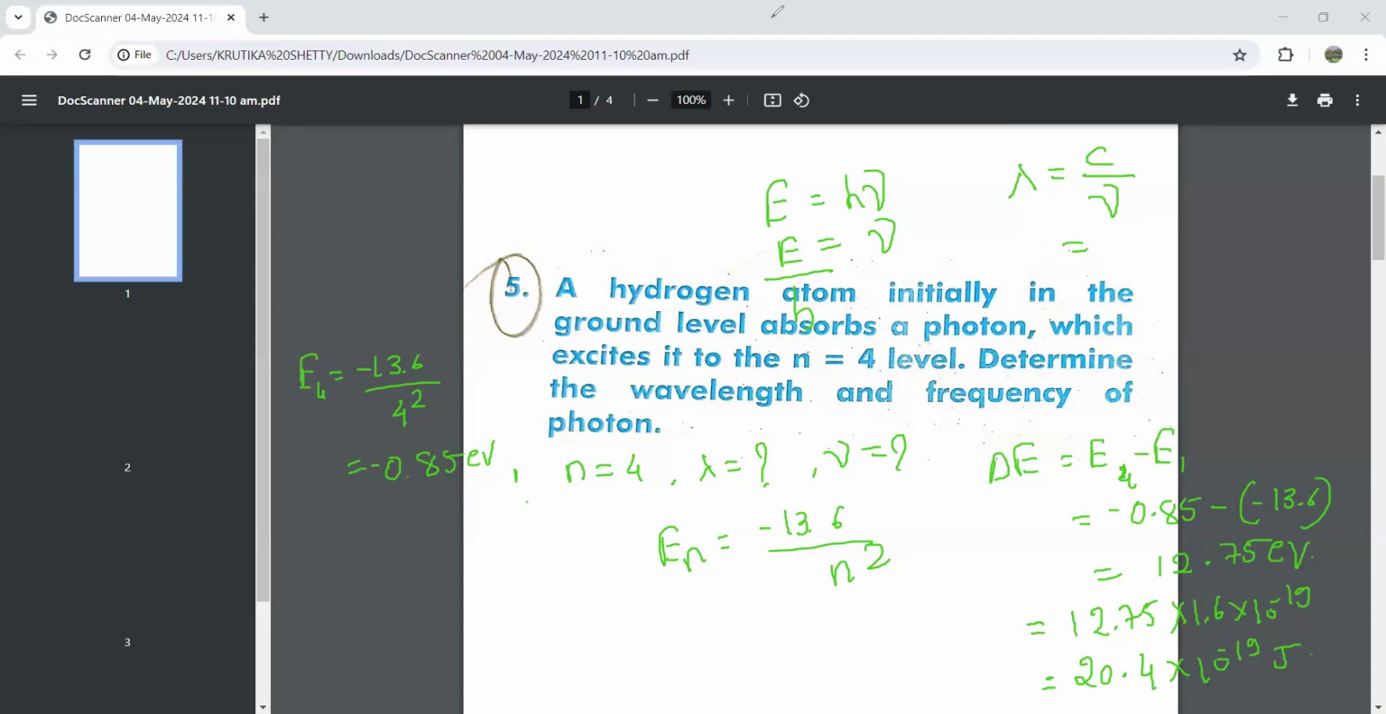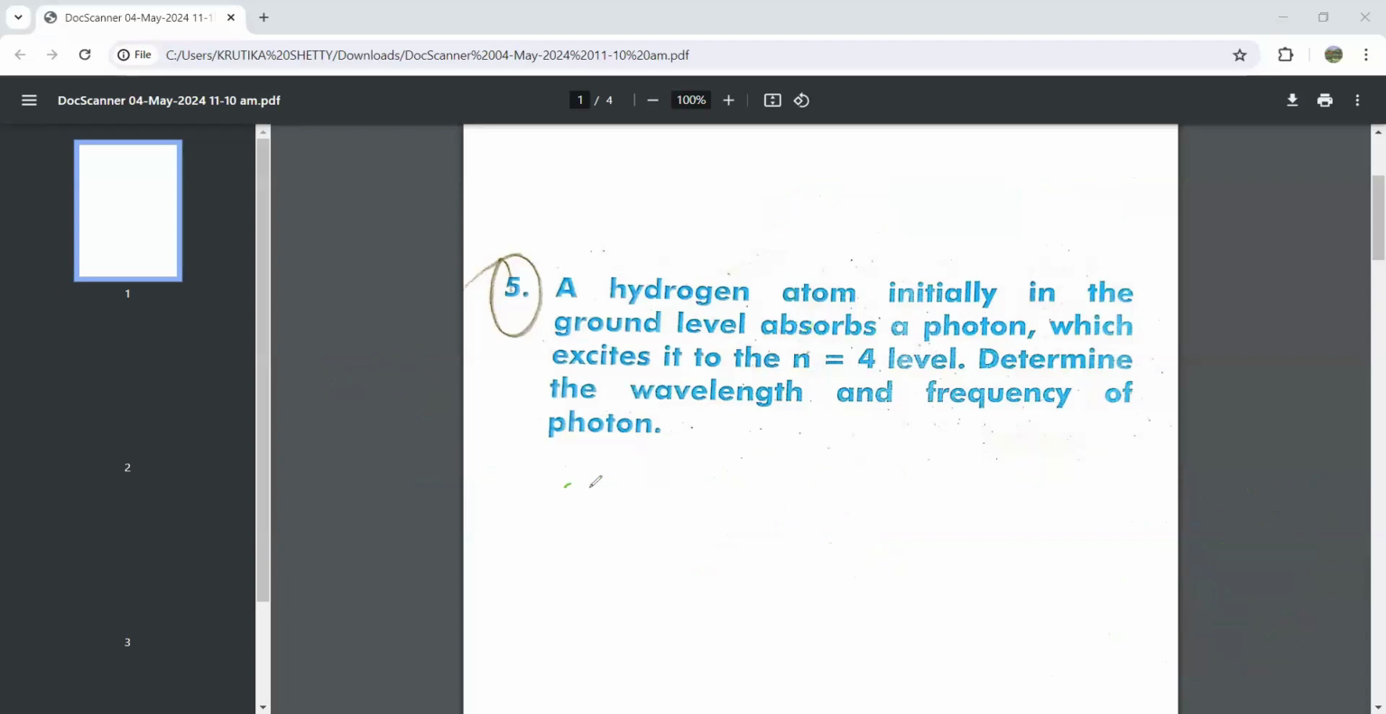Yes, frequency answer is right. So energy is equal to 20.4 into 10 raised to minus 19. Hope everyone copied that. So next, let us see the next part, that is frequency calculation. So frequency is equal to, the formula is what? It is E divided by h.